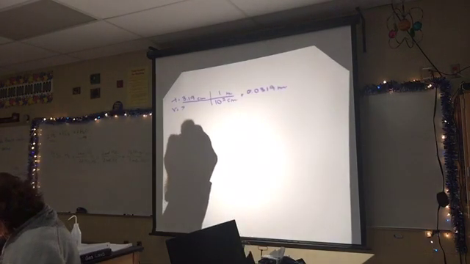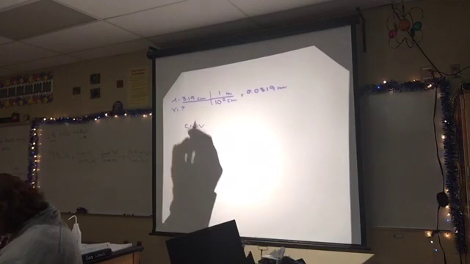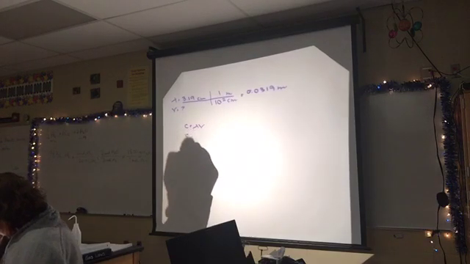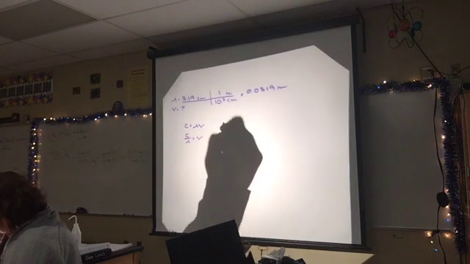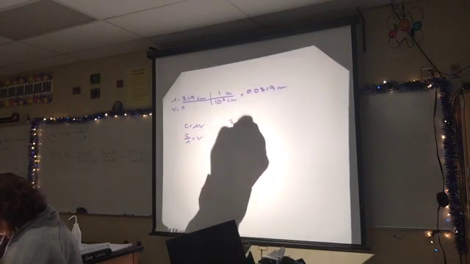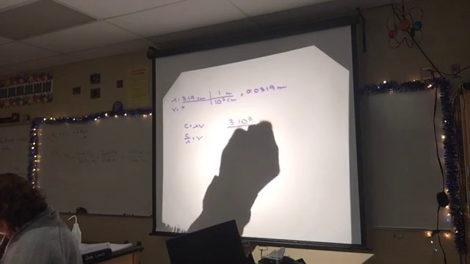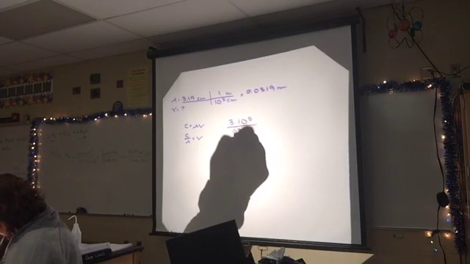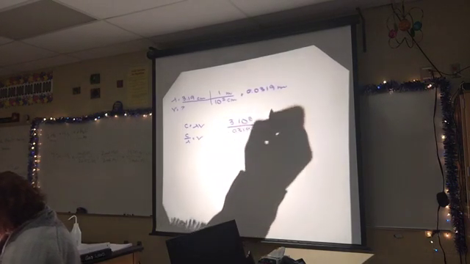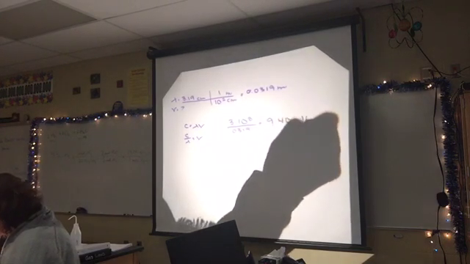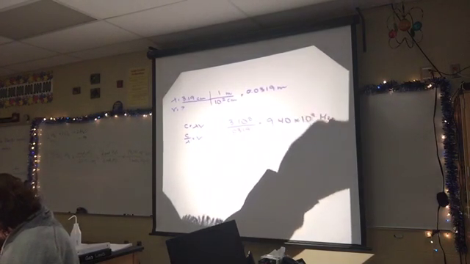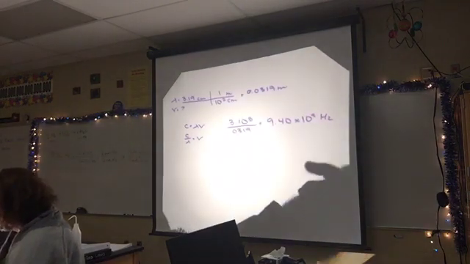So then I do c equals lambda nu. c over lambda equals nu, correct? So then I say 3 times 10 to the 8th divided by 0.0319. And that should give me 9.40 times 10 to the 9th hertz, or s to the minus 1, or 1 over s.